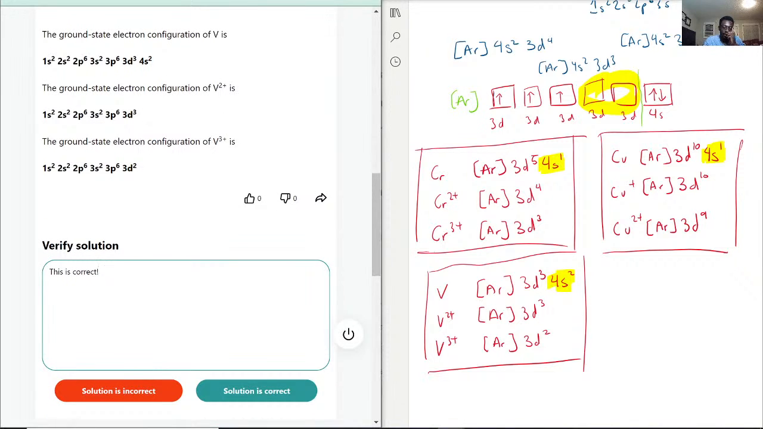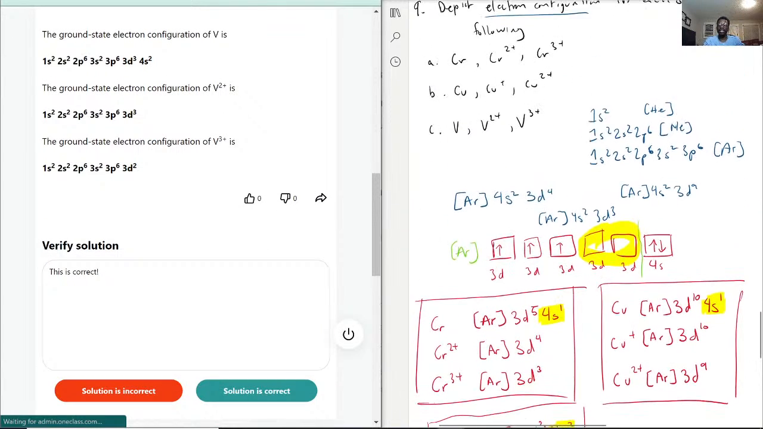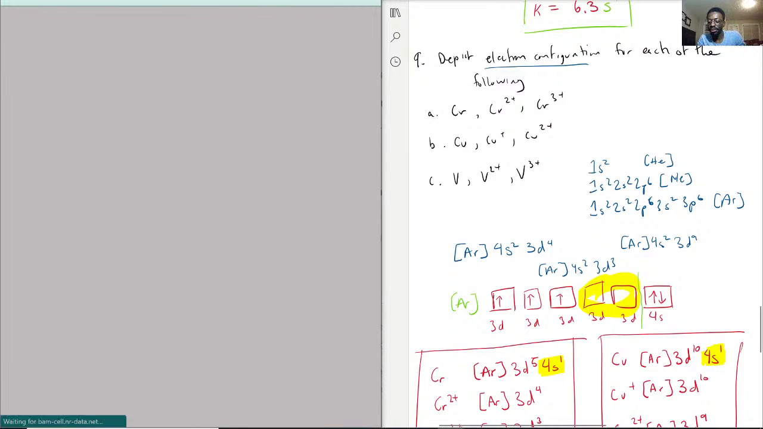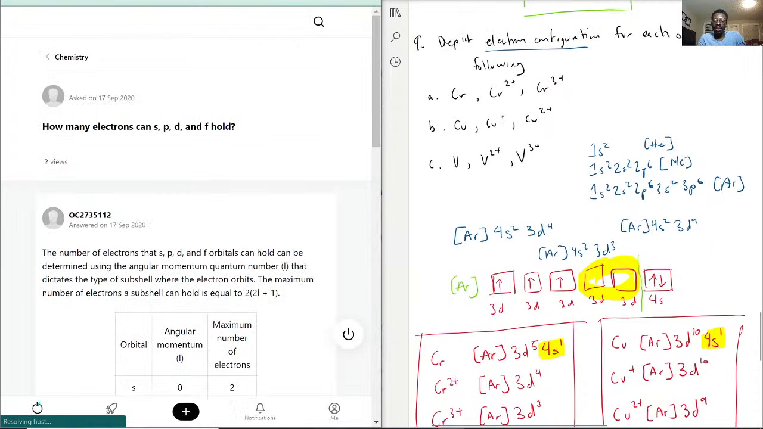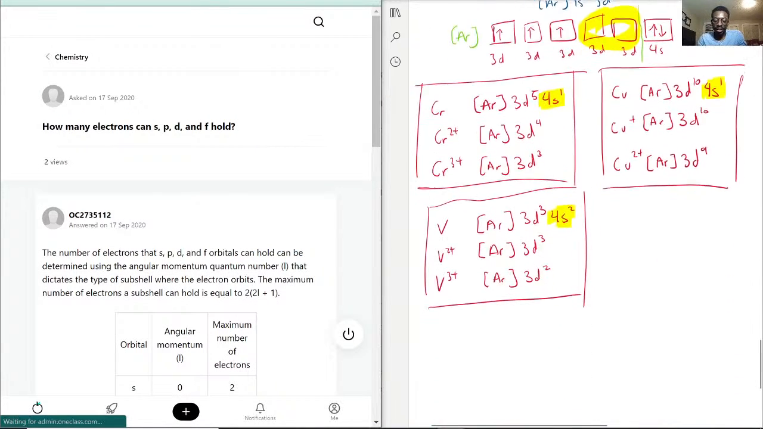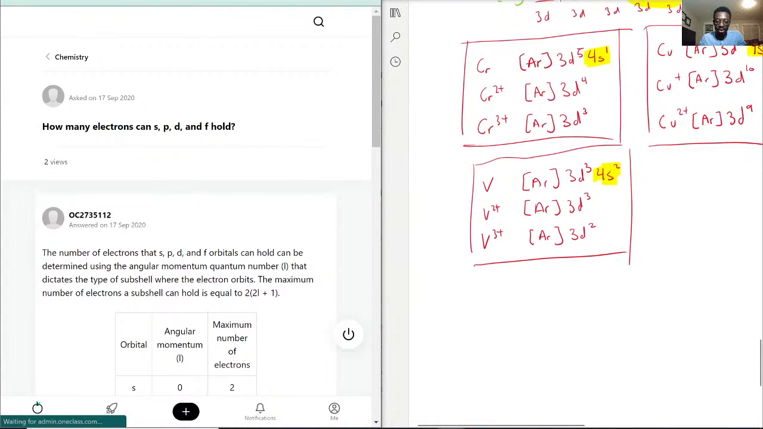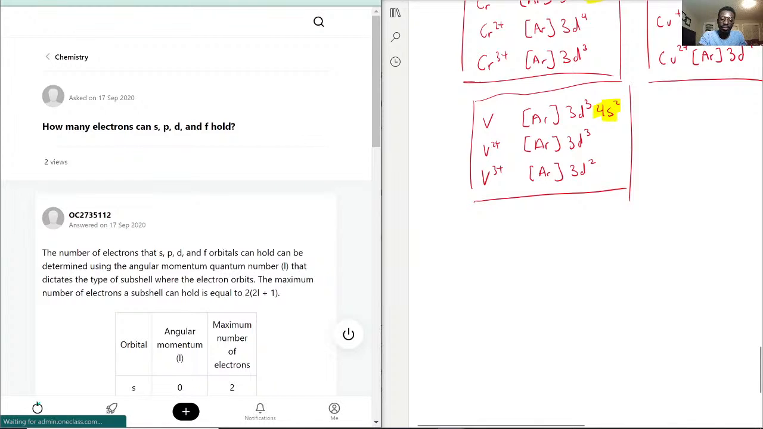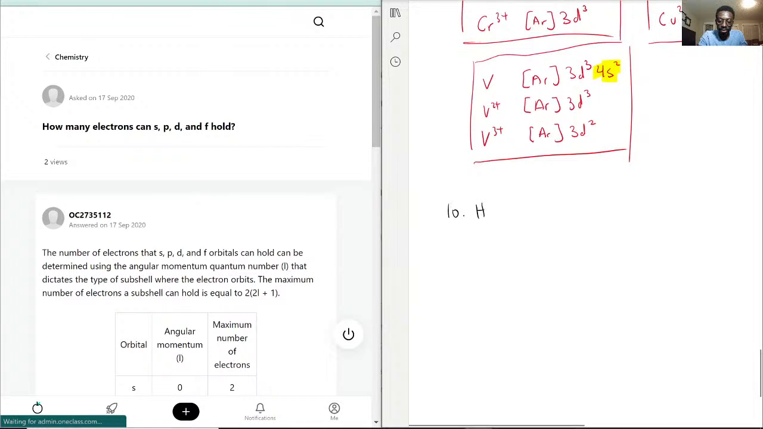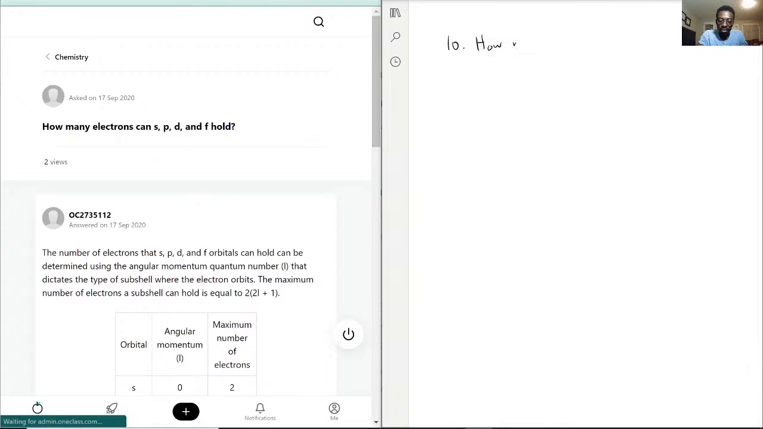Okay, definitely a much heftier question. Glad we were able to get our electron configuration practice in, and now this question is asking another electron configuration question actually. How many electrons can S, P, D, and F hold?